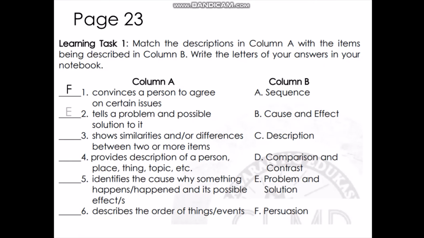It convinces, right? Number 2, letter E, there's problem and solution. Number 3, letter D, comparison and contrast. Again, similarities, right? And differences. So, that is comparison and contrast. Number 4, letter C, provides description. So, it's letter C. Number 5, letter B, cause and effect. And last number, letter A, sequence. So, if you got all 6, very good.